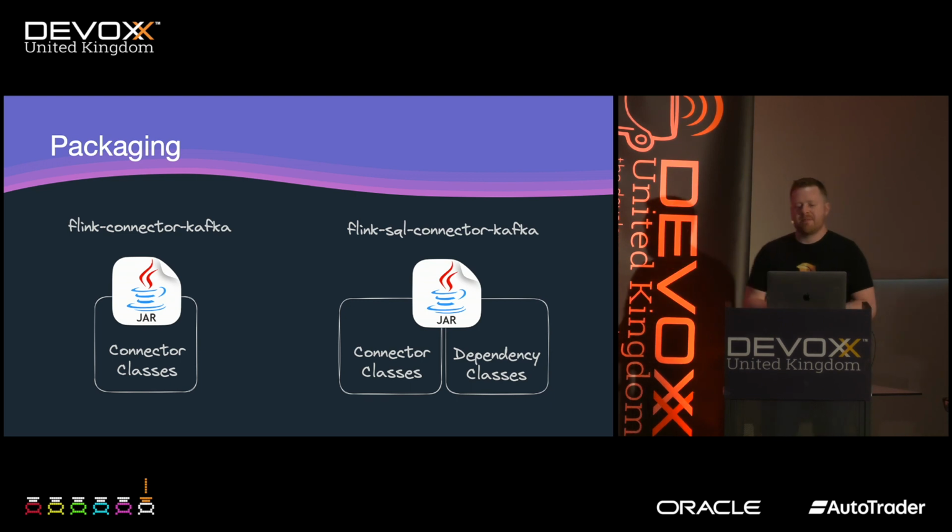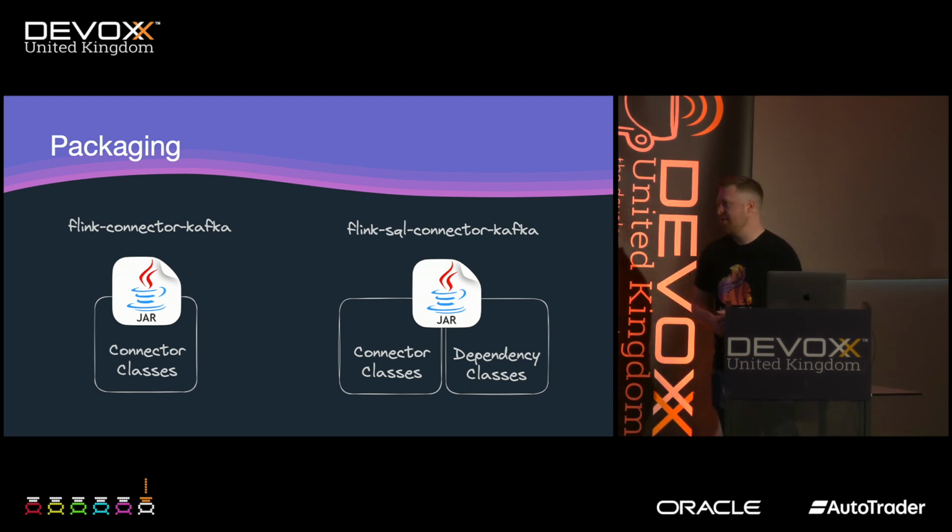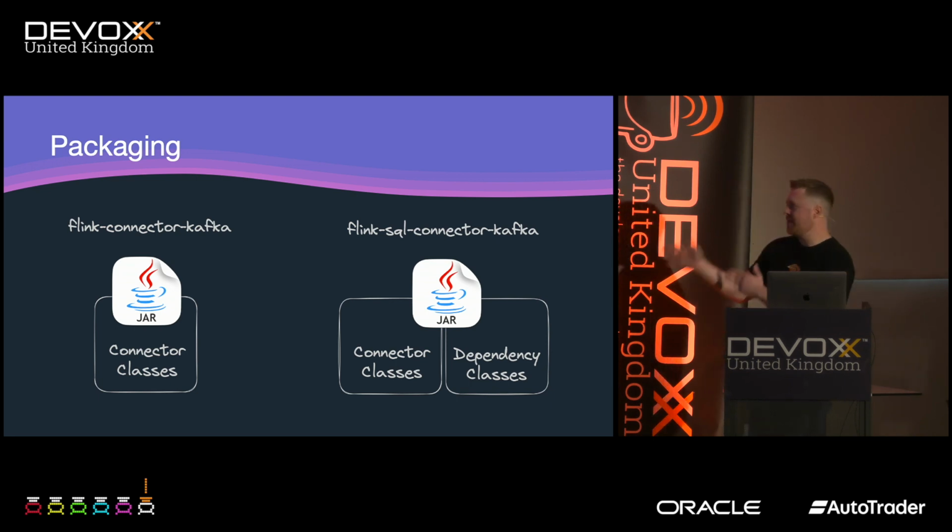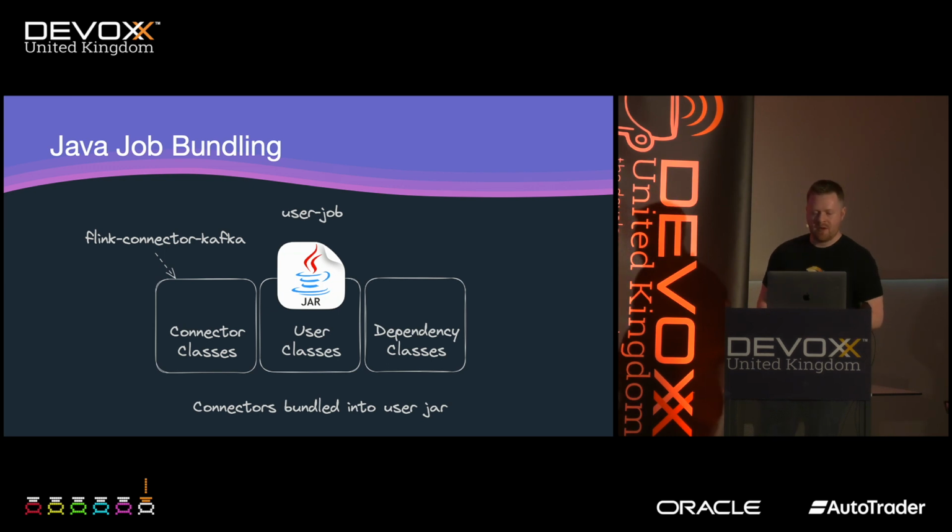So just to say, if you need an Uber jar of a connector, so if you're working with Python or you're working with a SQL client, then you can use the SQL connector. And if you're using Java, you would typically use the non-bundled one, and you would then create your own Uber jar.